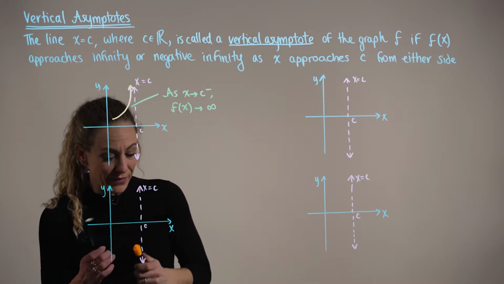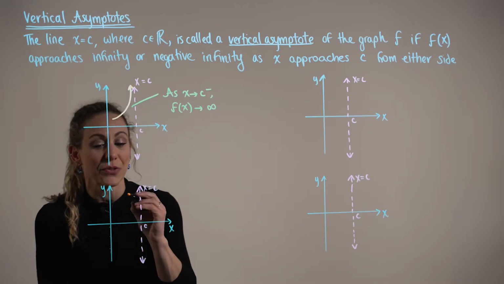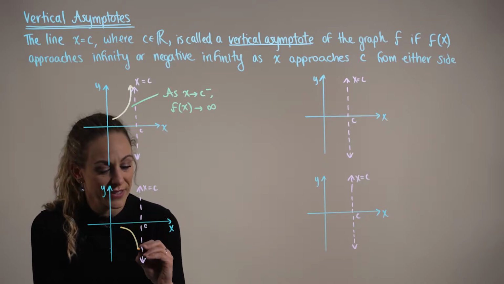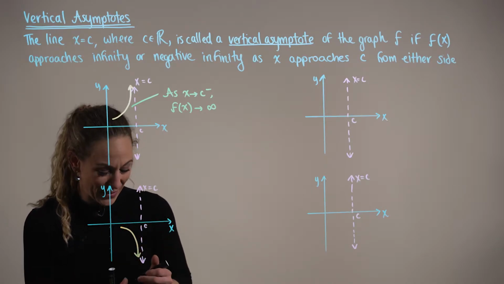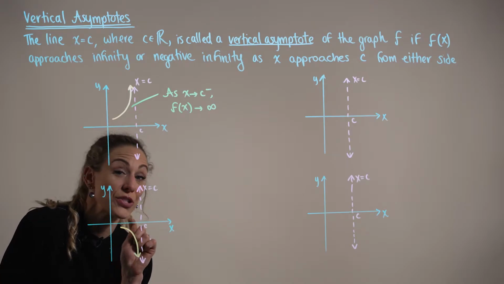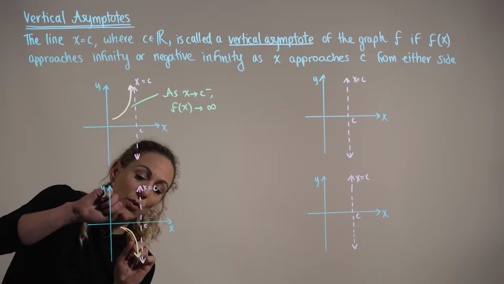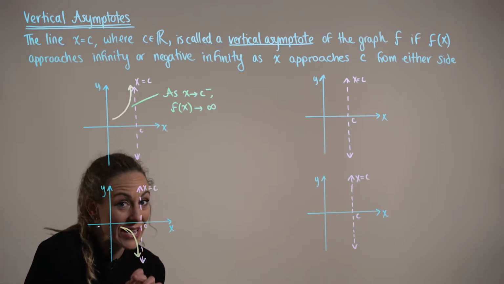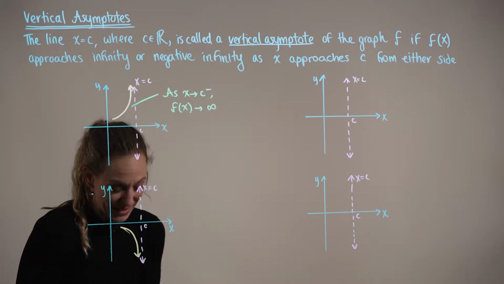Now, alternatively, we might also have a rational function that looks like this on the left-hand side. So from here, we can observe again that as x is approaching c from the left, the corresponding y values are growing infinitely small or decreasing without bound.